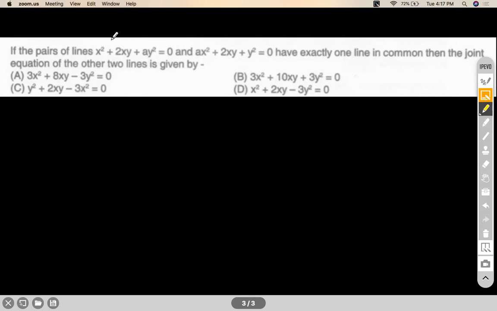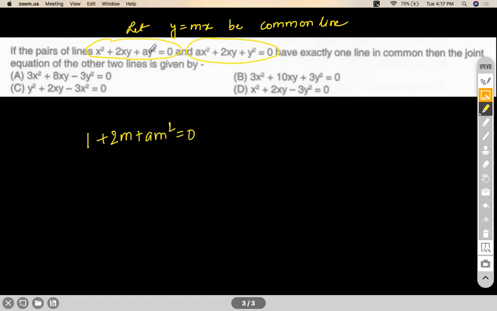All right, now both these lines basically are homogeneous equations, right? Suggesting that the components or the lines which make these will be the ones which pass through the origin. So let this be the common line. Okay, so let this be the line in common. Okay, so when you put y as mx over here, you will get 1 plus 2m plus am square equal to 0. Basically, I'm cancelling out x square so that I can save my time. Please don't write unnecessary things in the exam because just wastage of time.